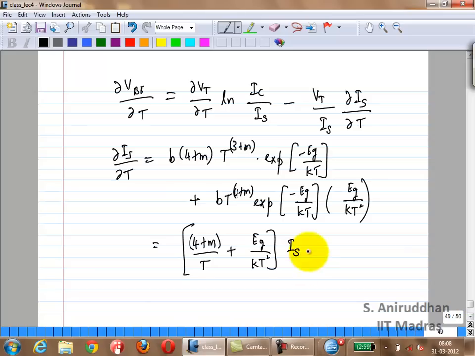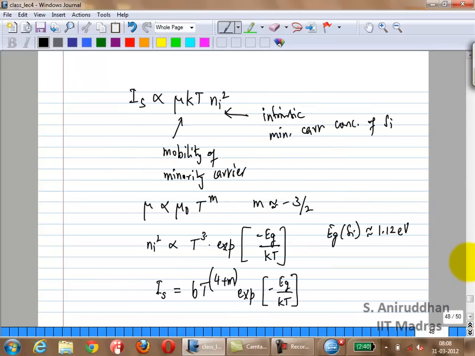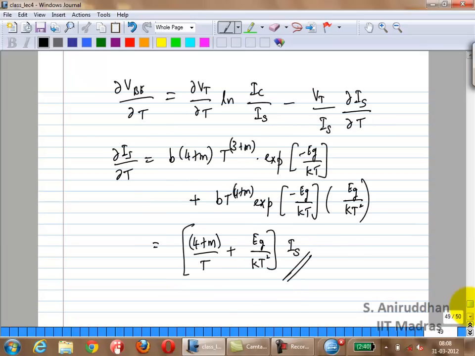It ended up being this particular parameter. Okay? So now we'll continue where we left off. The other portion we need, so we have ∂IS/∂T. We know ∂VT/∂T. We just need to find out VT over IS. So we'll find out this term.